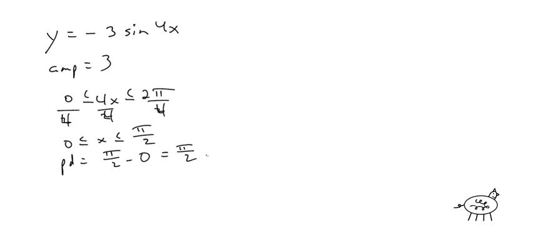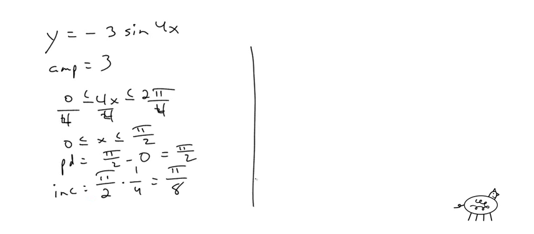All right, and what's our increment? Now again, this is kind of weird to say pi over 2 divided by 4. So how about instead of dividing it by 4, is it the same thing as multiplying it by 1/4? So it's pi over 2 times 1/4. So our increment is pi over 8. Okay, let's graph it.